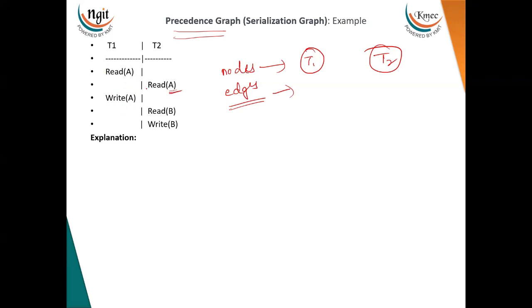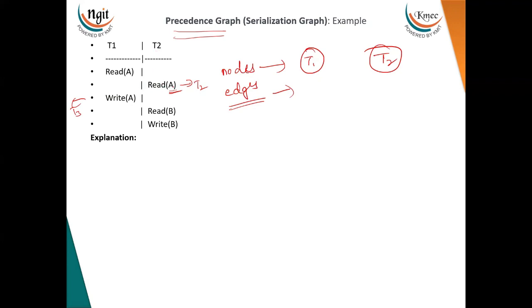Here at this particular point, let us say this point B at time interval 2, if read operation is made by T2 transaction on A, and at time interval 3, what happens? Write operation is made by T1 transaction on A. So first, whichever made the operation, whether it might be a read or write, the operation has first been initiated by T2 transaction.